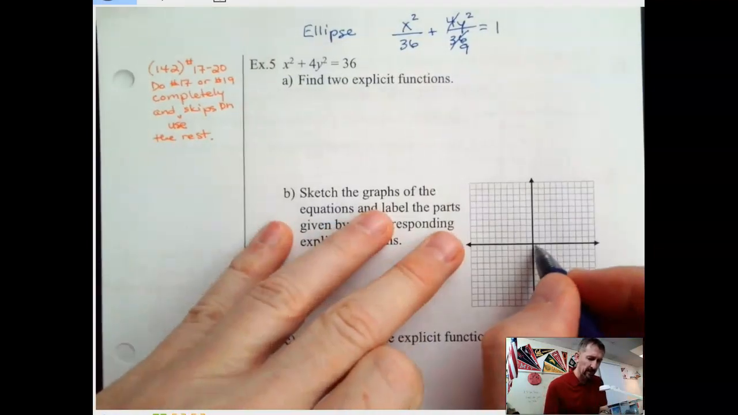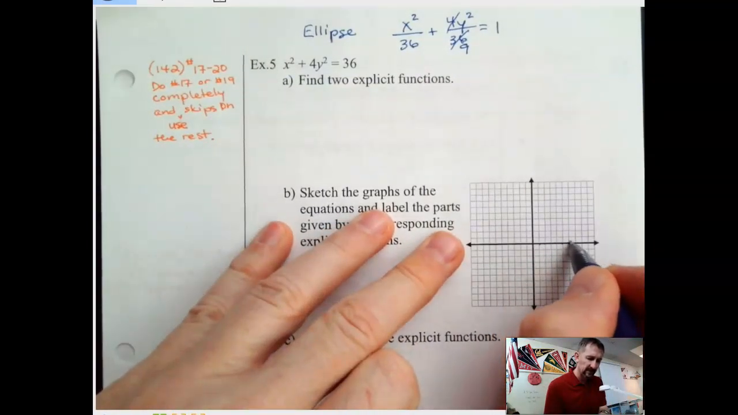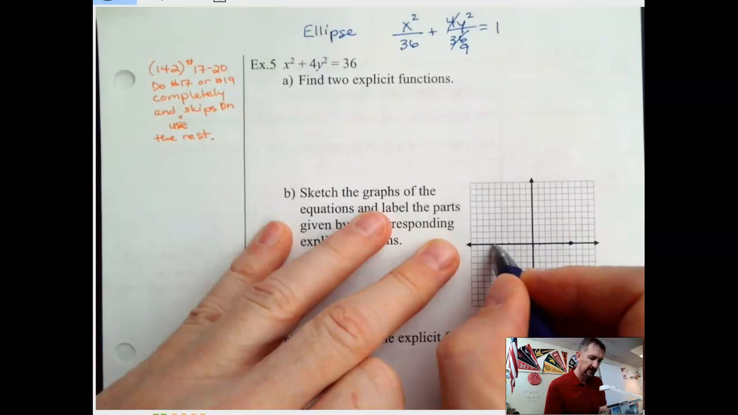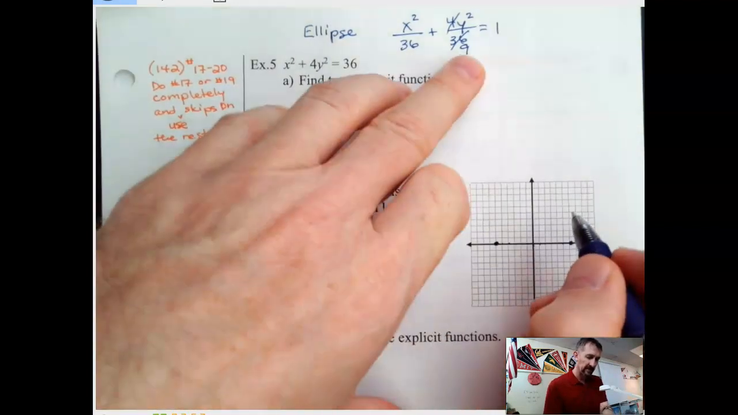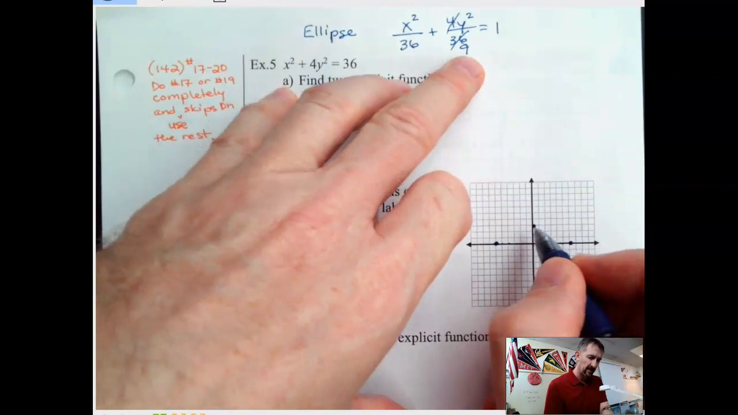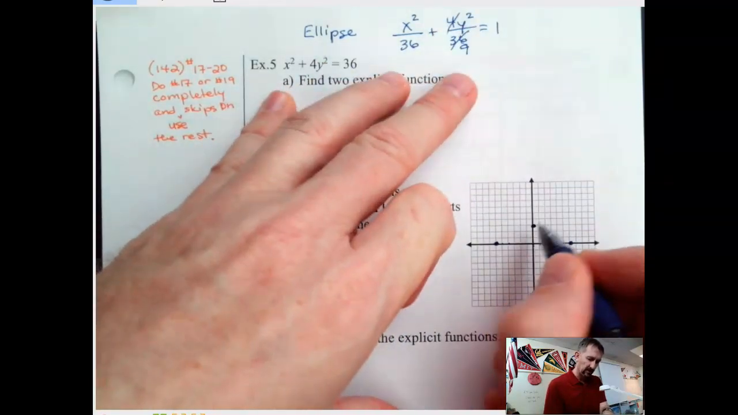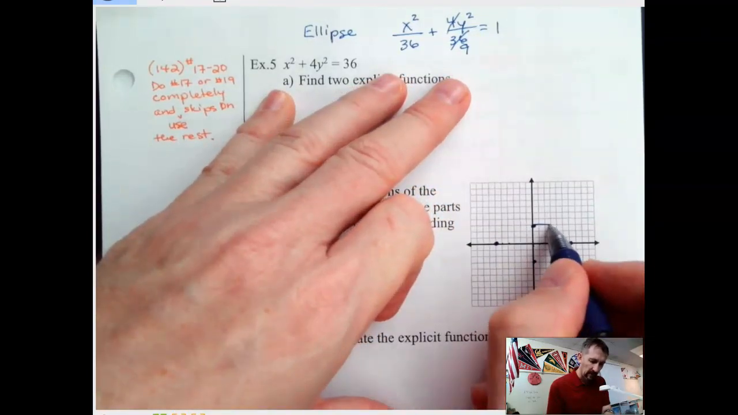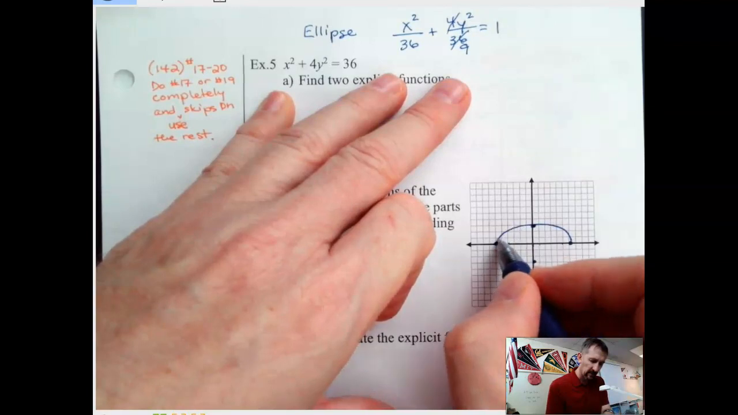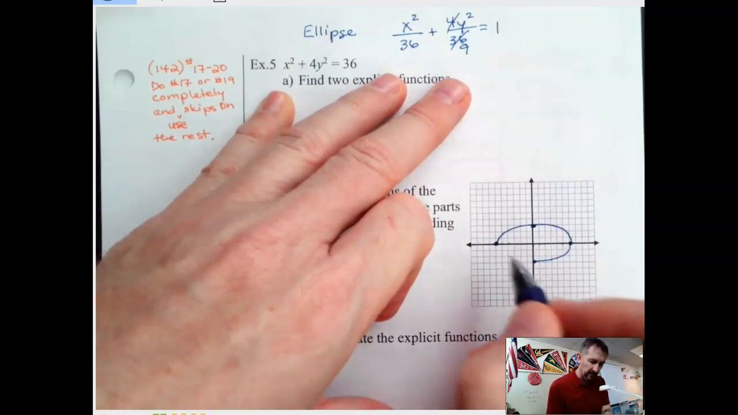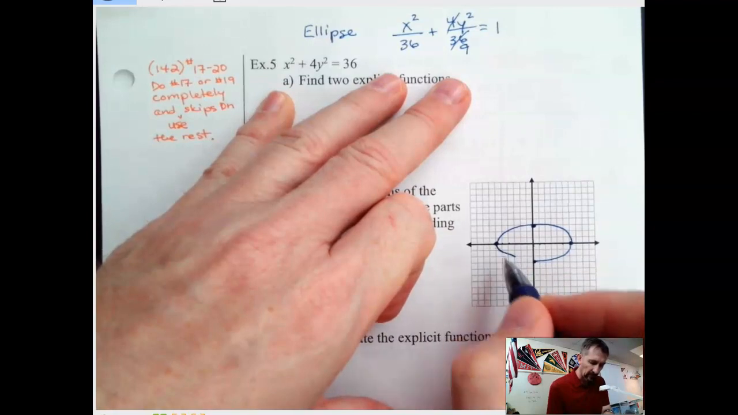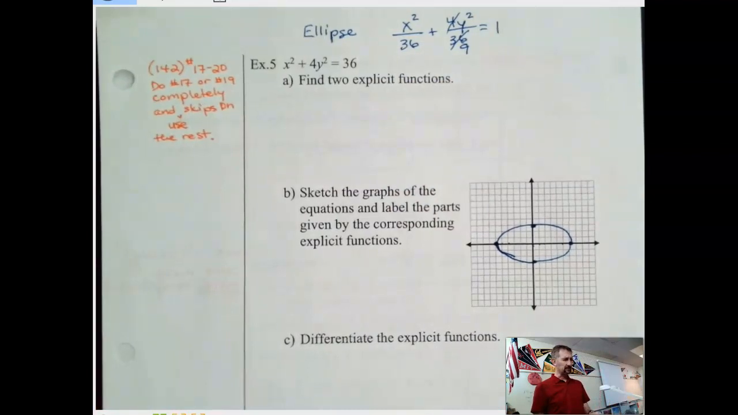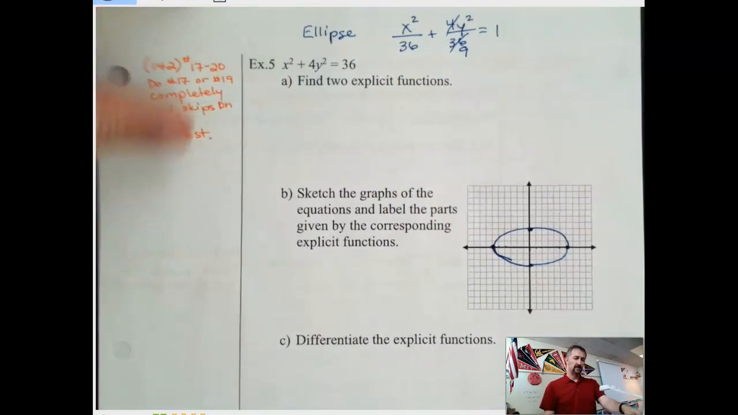So 1, 2, 3, 4, 5, 6, that would be there. And 1, 2, 3, 4, 5, 6, that would be here. Then we take the square root of that, and that's going to be 3. Because it's y, it's underneath the y, that's why I'm doing it on the y-axis here. Usually I'm not very good at drawing that. It's a little lopsided. Oops, that was pretty bad. Okay, so there's the sketch of the graph.